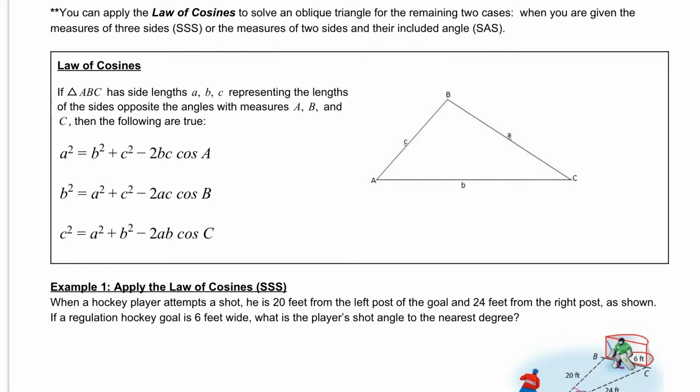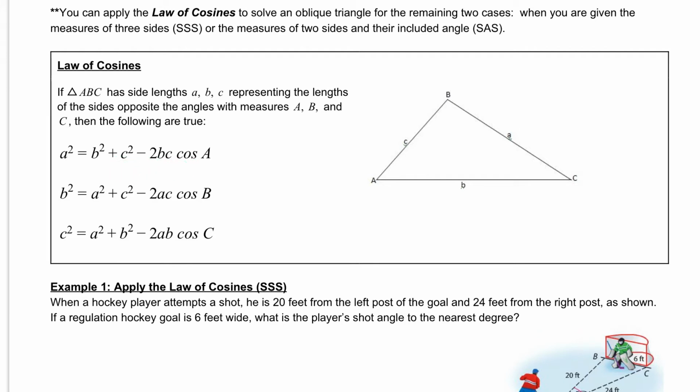The law of cosines says if triangle ABC has side lengths little a, little b, little c, representing the lengths of the sides opposite the angles with measures A, B, and C, then the following are true. a squared is equal to b squared plus c squared minus 2bc times the cosine of A.